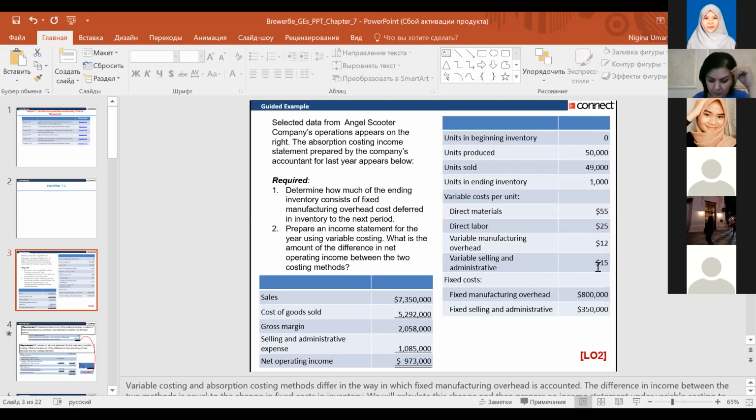We multiply by what? $15, we multiply by unit sold. Yes, exactly, by unit sold, by 49,000. Okay, now sales minus cost of goods sold minus variable selling and administrative, and then we get contribution margin. And from contribution margin, we subtract what? All fixed costs. So what should we subtract?